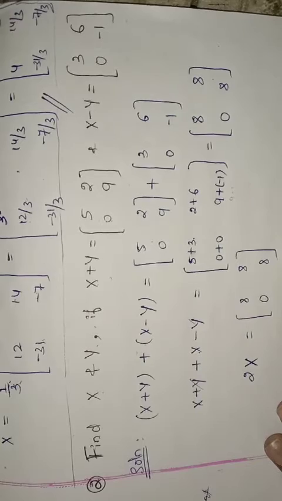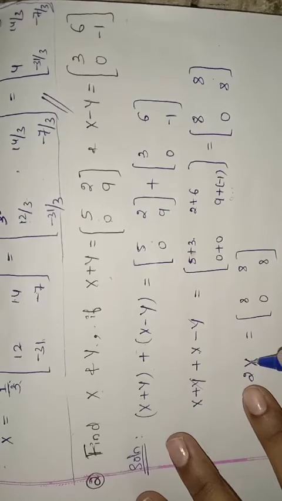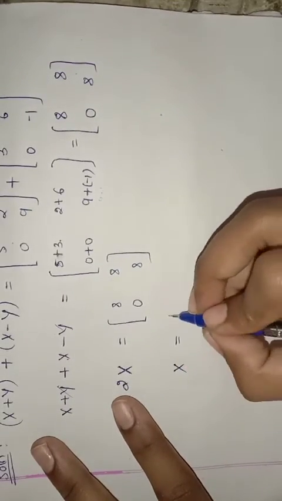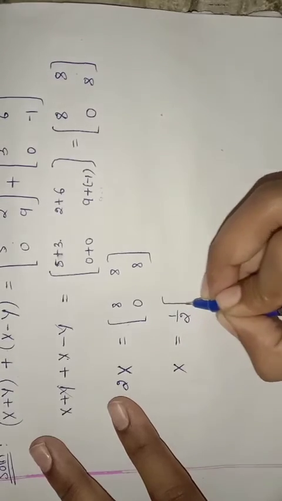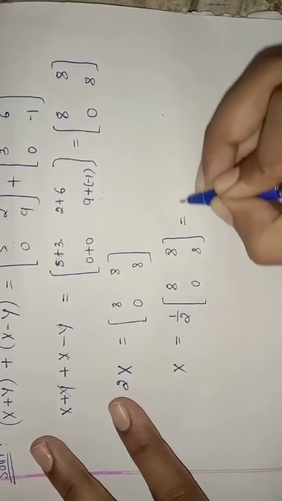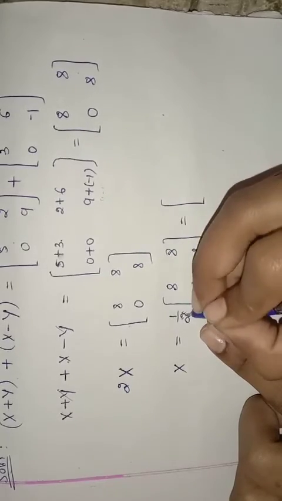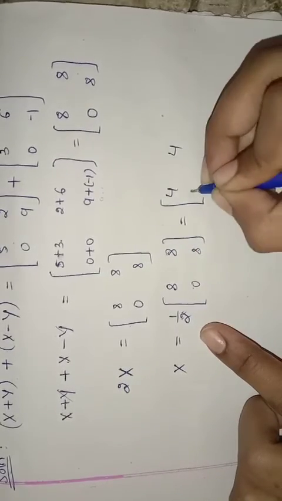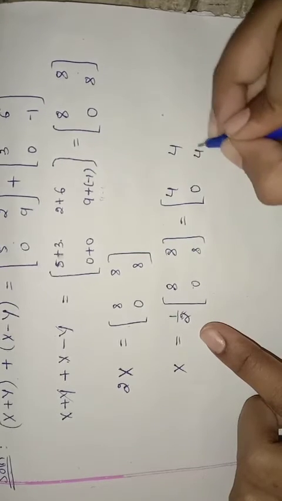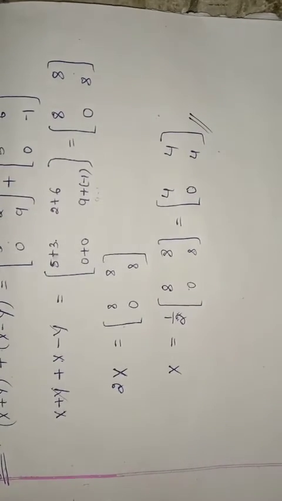8 8 0 8. So I want the x matrix, so x matrix can be written as 2 into x. If you send this 2 to the right hand side, it becomes 1 by 2. So 1 by 2 into matrix 8 8 0 8. If you multiply 1 by 2 with each entry, that will be 4 4, 0 by 2 is 0 and 8 by 2 is 4 again. So this is matrix x. We got x as 4 4 0 4.